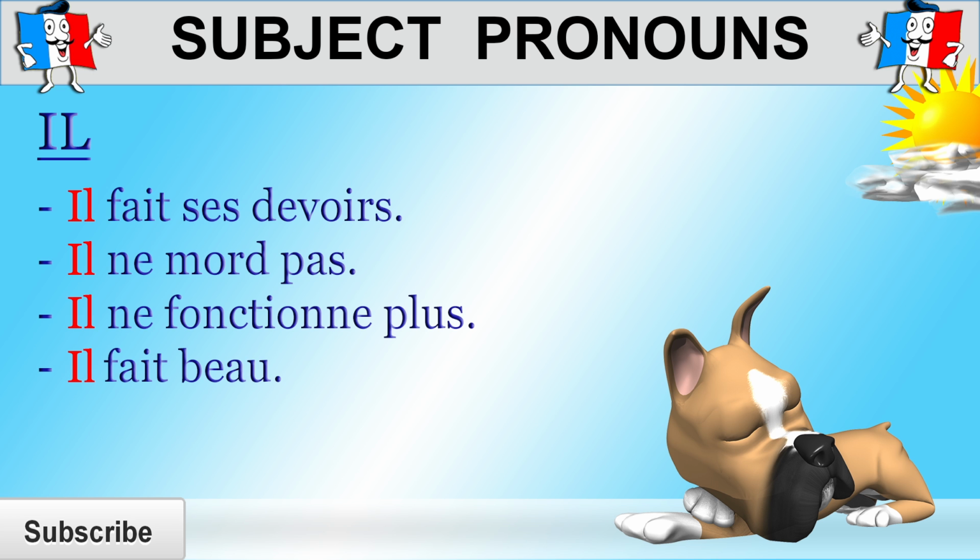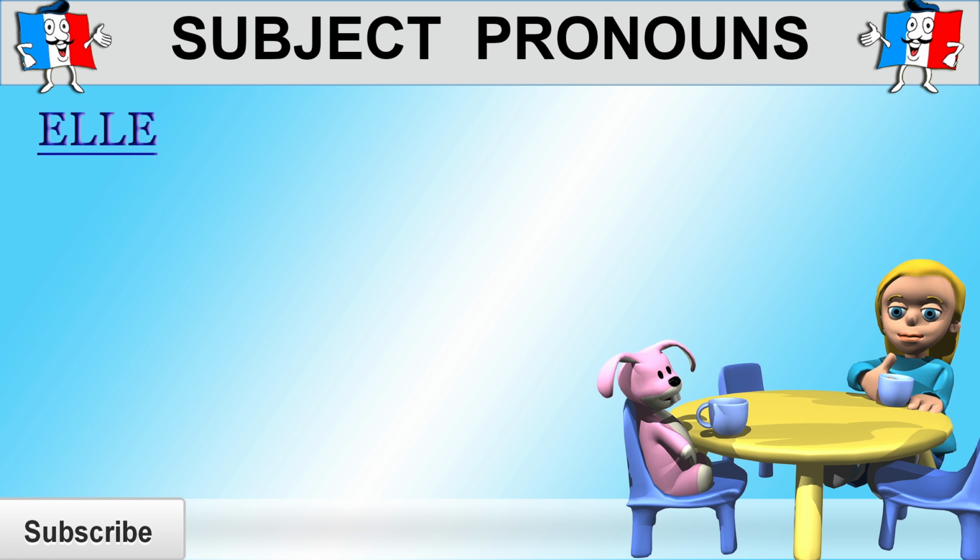Il is also used to talk about the weather. Il fait beau. It's sunny. And il is also used to talk about the time. Il est trois heures. It's 3 o'clock. Now let's have a look at elle.